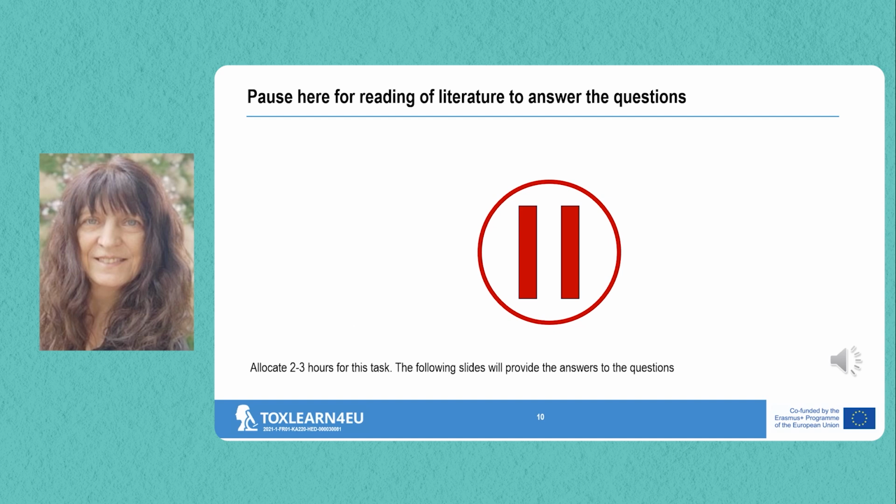For interactive learning, you must pause here for reading of the literature to answer the questions. The following slides will provide the answers to the questions.